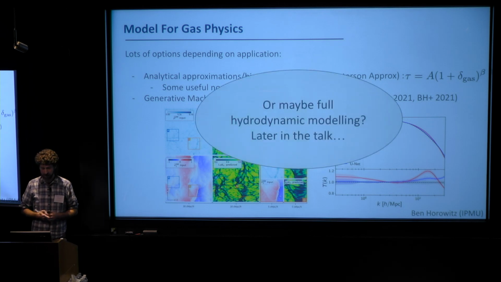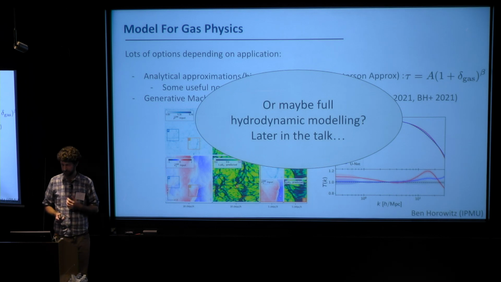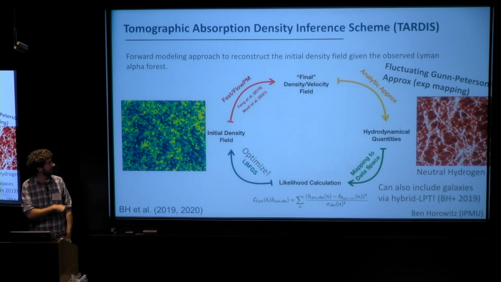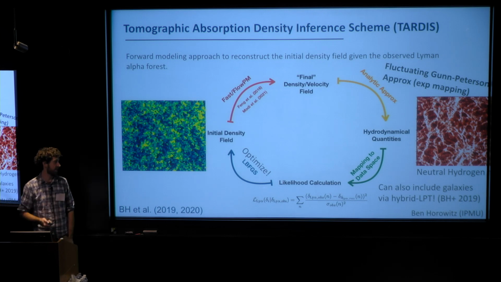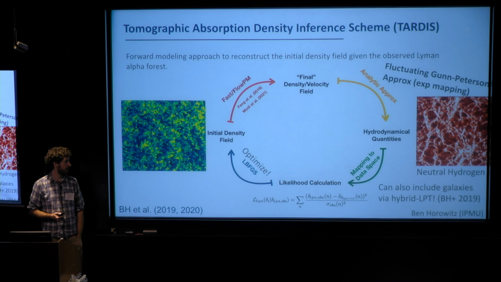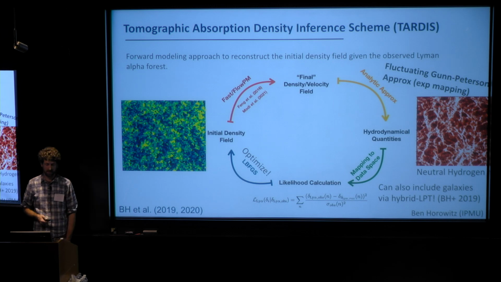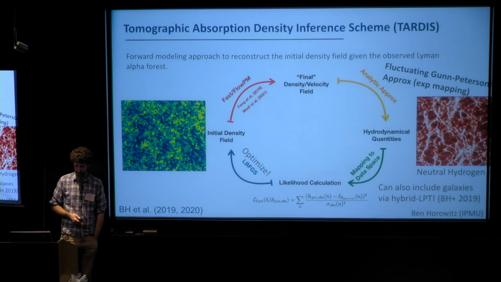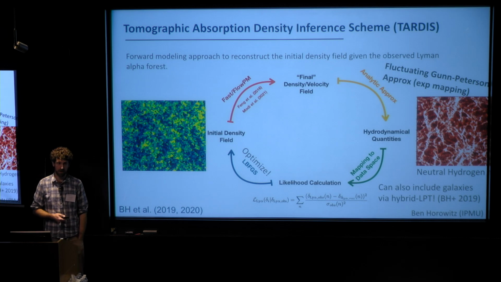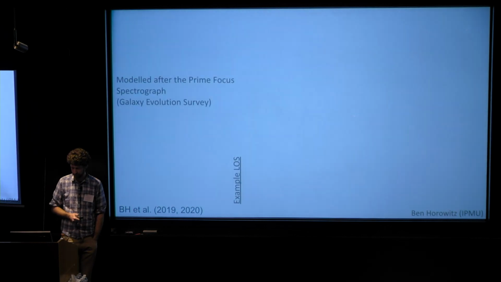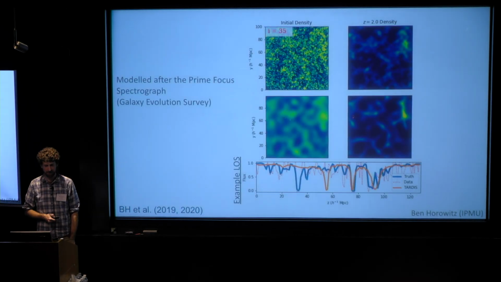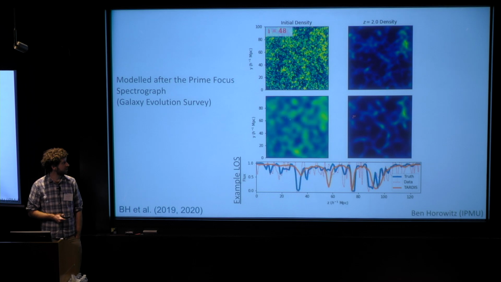But what I'm really excited about is trying to do the explicit hydrodynamical modeling, which will be later on in this talk. So iterating here again, we're going from initial conditions, final density field, hydrodynamical quantities, to likelihood calculation at the actual pixel level. And I also played around with including galaxies as an additional tracer for this. And because this is all differentiable, we can use quasi- or semi-Newtonian methods like L-BFGS to optimize for the initial field.